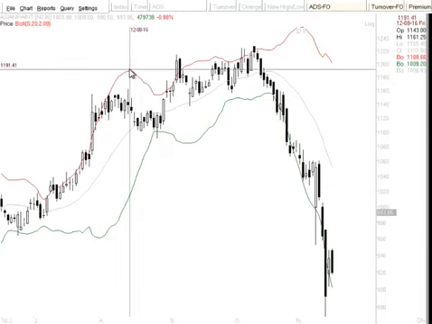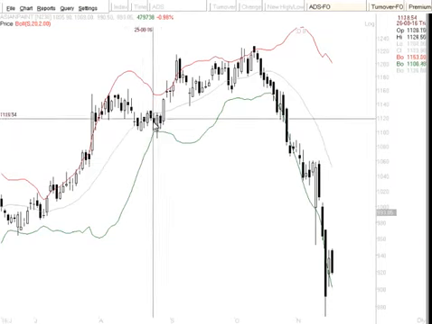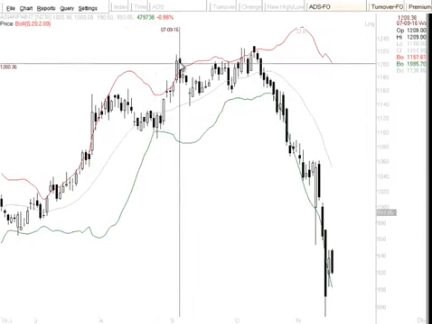It's also a pinch. See, the red one is falling. The green one is rising. So it's a pinch. It goes into 3-4 candles of range bound and then the move comes.